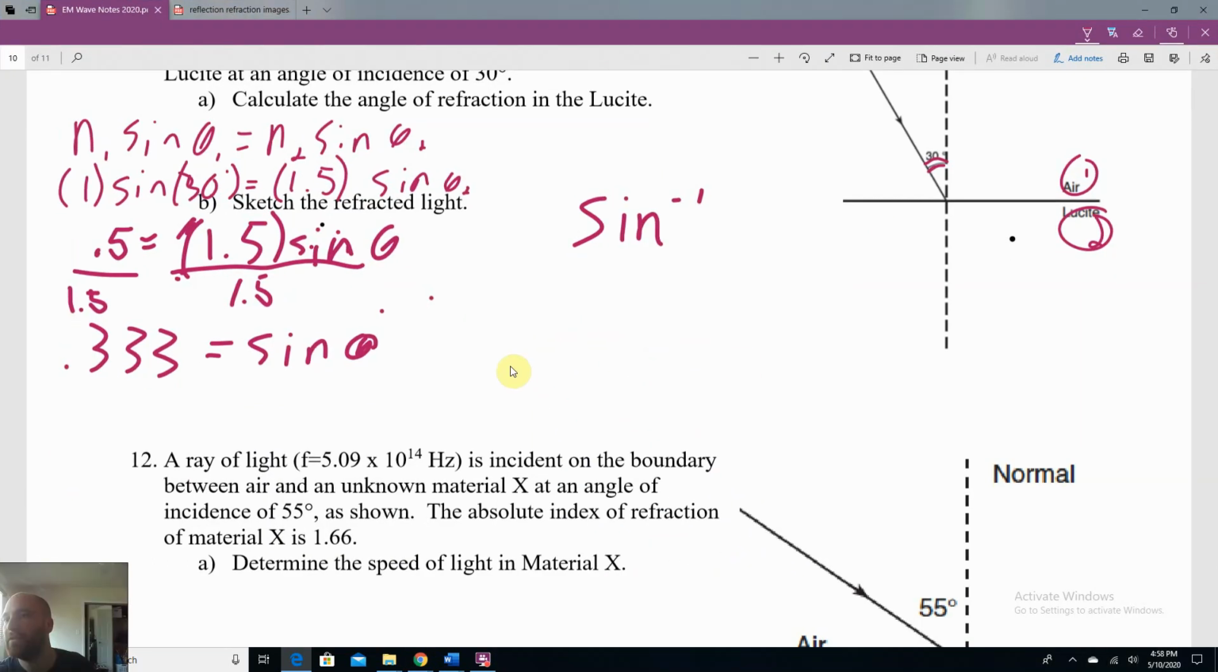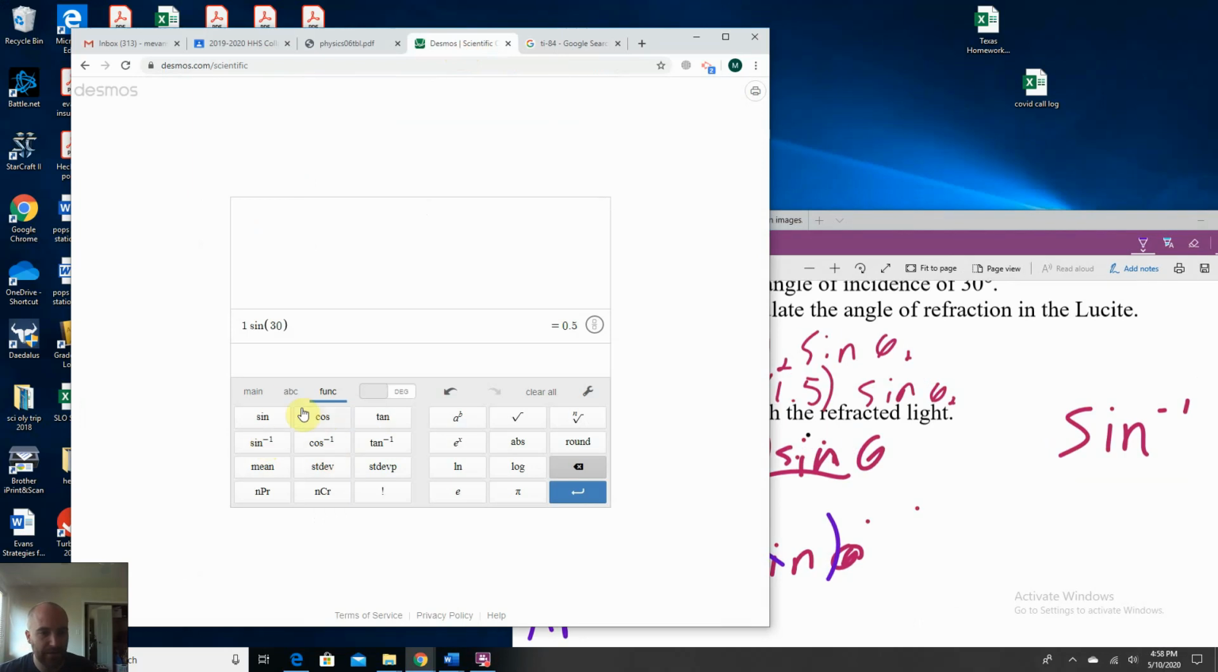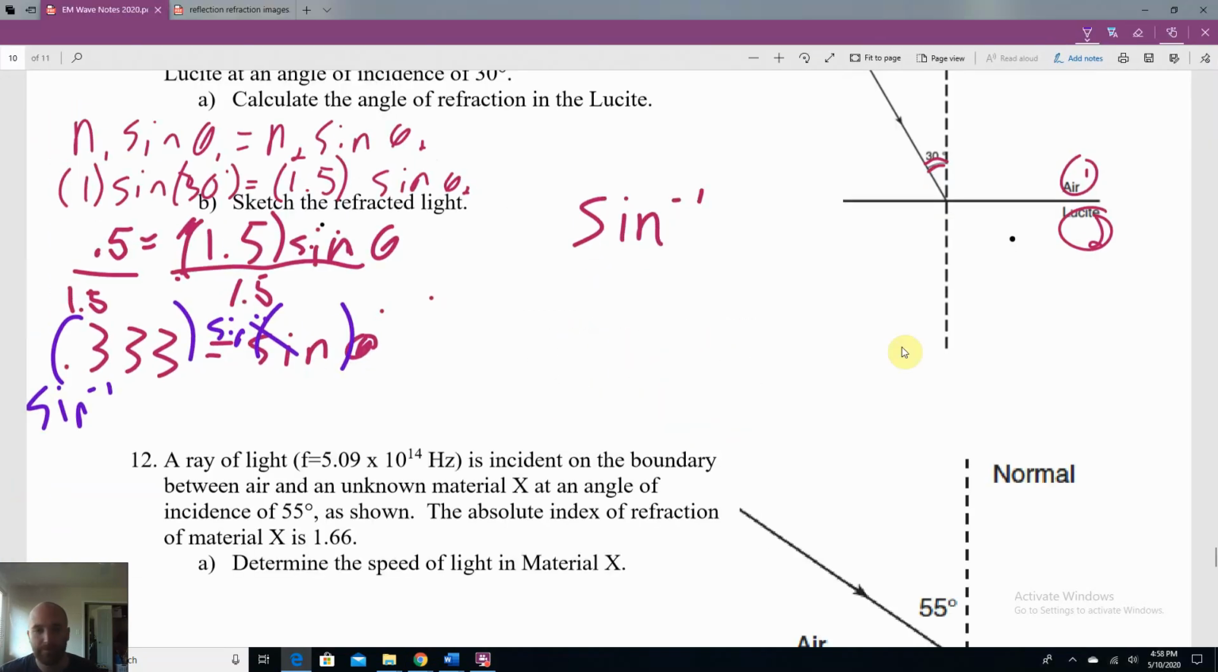So I'm going to do, let's change color for that, sine -1 of 0.33. And again, when you do sine -1 of this side, that cancels out. Inverse sine of 0.33 is, and this is part of why I like this calculator, if you hit this function, it'll have that for you. So again, we're doing the inverse sine of 0.333, and you get about 19.46.